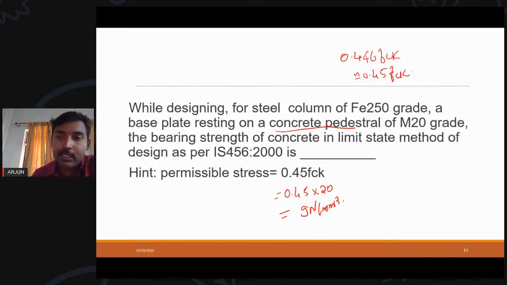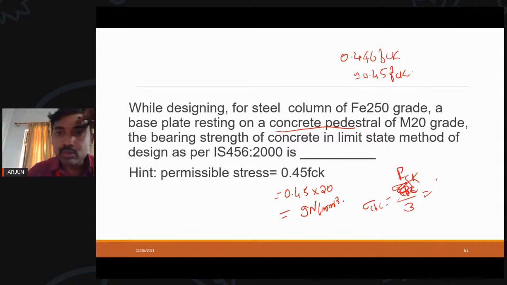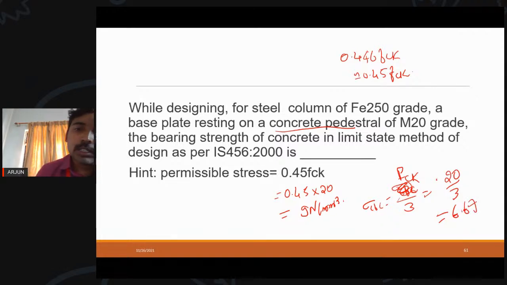If they ask in case of the working stress method, you have to consider sigma cbc divided by 3, because cbc is nothing but permissible stress. Permissible stress depends upon the grade of concrete. So how to find out sigma cbc? Sigma cbc is nothing but fck divided by factor of safety. The factor of safety is 3 for working stress. So in such a case, 20 divided by 3, that is 6.67. Okay, that will be the bearing strength in case of the working stress method, that you should remember.